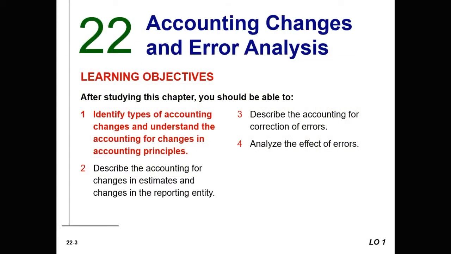After studying this chapter, you should be able to identify types of accounting changes and understand the accounting for changes in accounting principles. Describe the accounting for changes in estimates and the changes in the reporting entity. Describe the accounting for correction of errors, and analyze the effects of those errors.